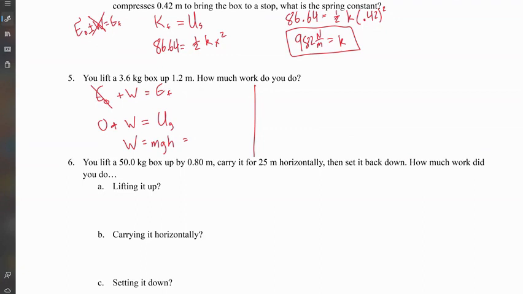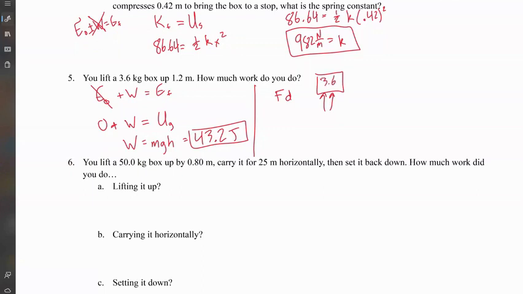So that would be a total work of 43.2 joules. We could do it that way. We could also say force times displacement, because our force is up, our displacement is up, and we are pushing up this box.